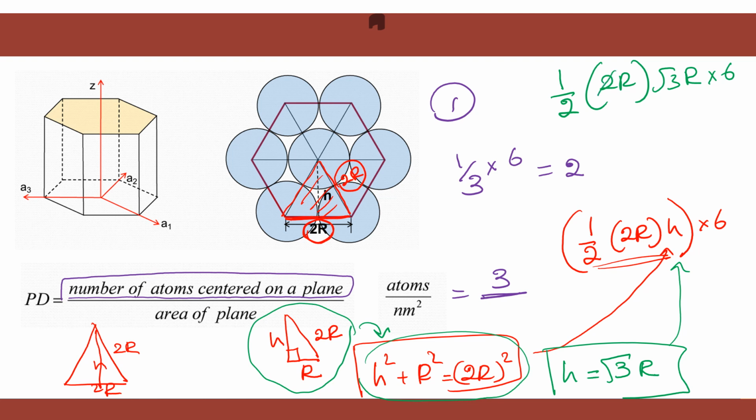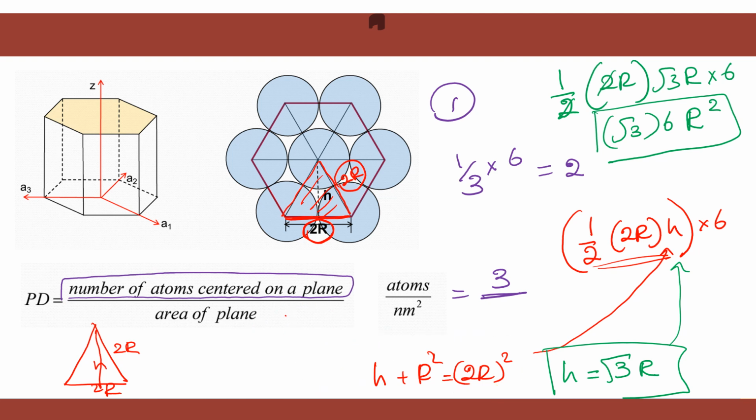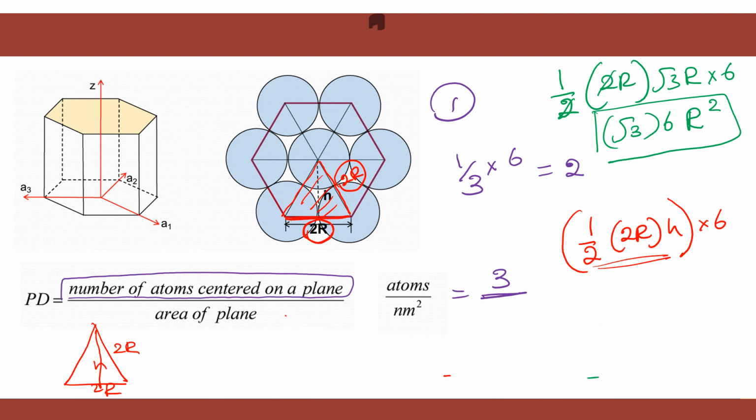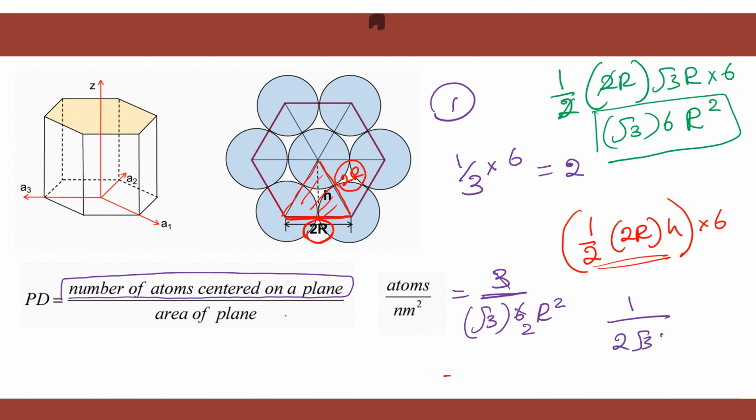Two will cancel out. Then you have √3 times 6r squared, that's your area. So you have to put that area here. Number of atoms 3. So this will be 3 over √3 times 6r squared, so this will be 1 over 2√3 r squared. Is that right? That will be your planar density.